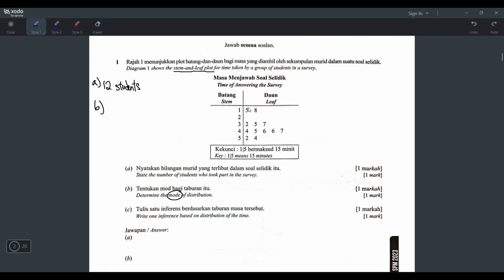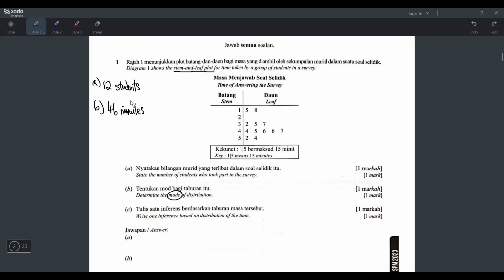Okay, so what is the data that appears the most? 15, 18, 32, 35, 37, 44, 45, 46, 46, 47, 52, 54. So I can see 46 appears 2 times. Okay, ada data yang muncul 2 kali sini, 46. So dia seorang saja yang muncul 2 kali, right? So this is the mode lah. So 46 and this is time, right? So I'll just write minutes here. Okay, so the mode is 46 minutes.